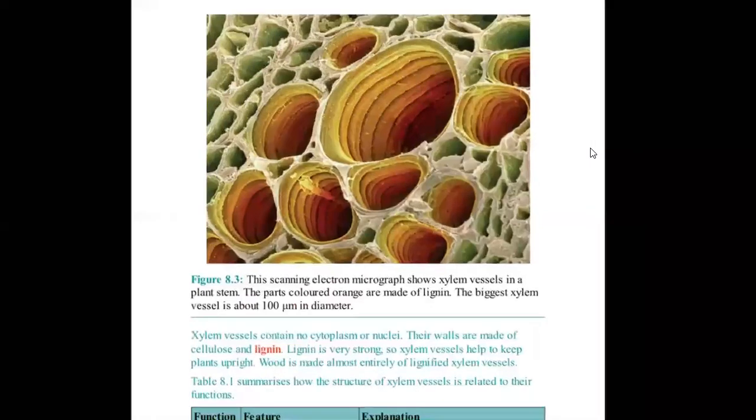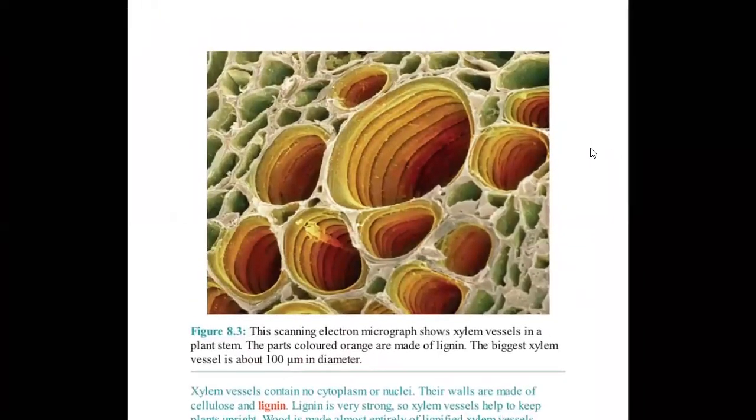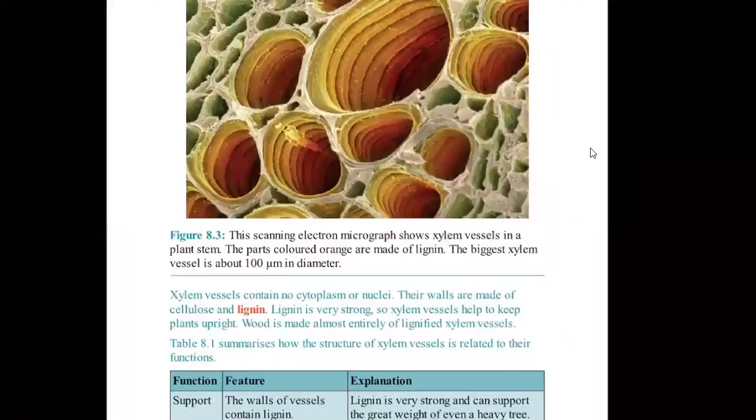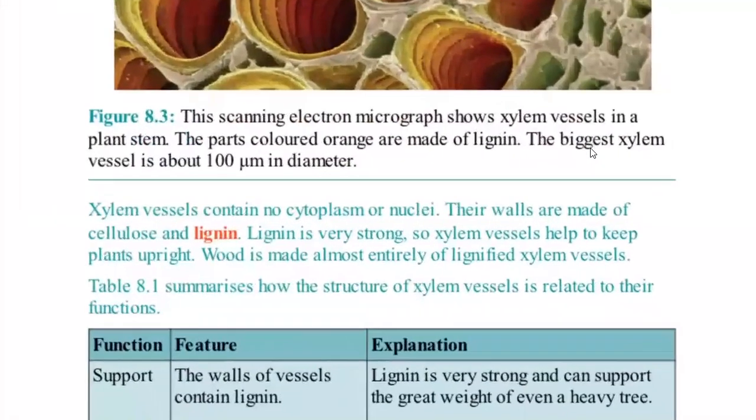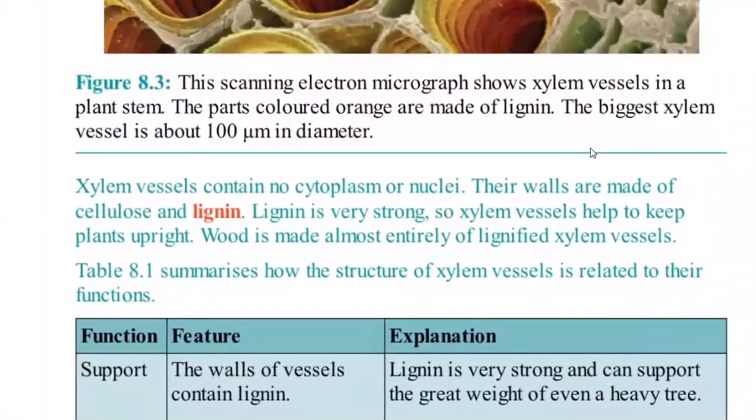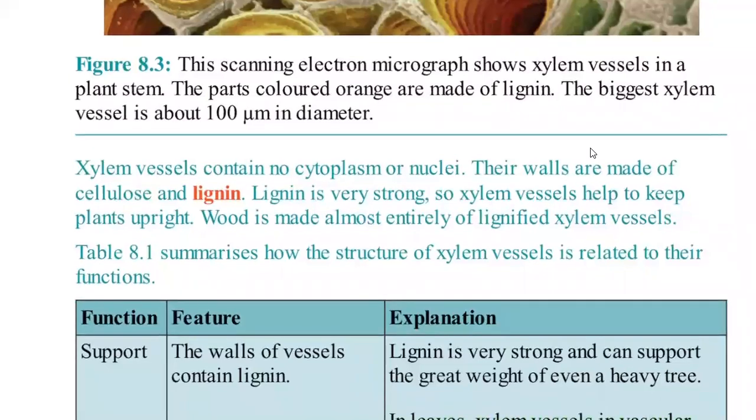This is another picture showing a scanning electron micrograph of xylem vessels in a plant. Lots of xylem vessels you can see. The parts colored orange are made up of lignin. The biggest xylem vessel, in the center, is around 100 micrometers in diameter. This was all which I told you right now: no cytoplasm, no nuclei. Their cell walls are made up of two substances, cellulose and lignin. Cellulose is a polysaccharide, lignin is a protein.